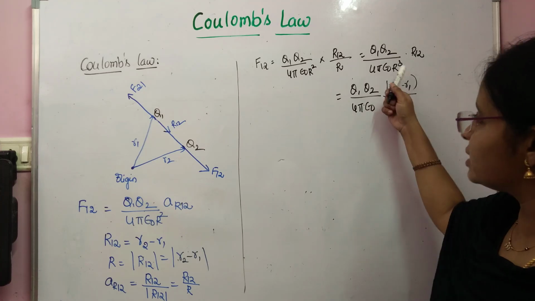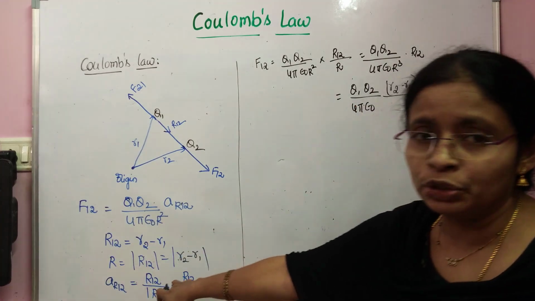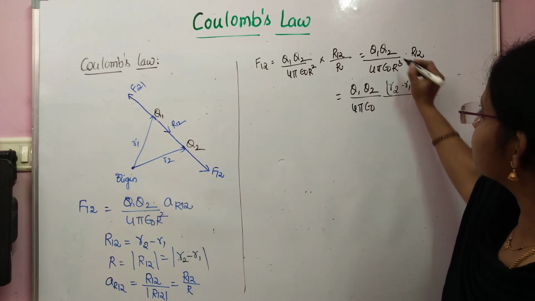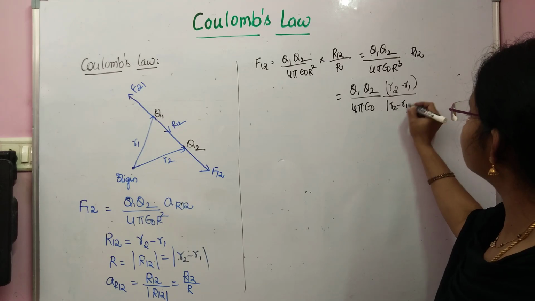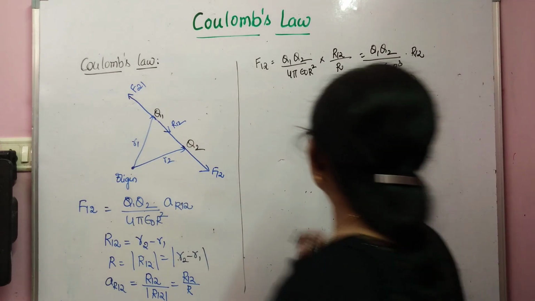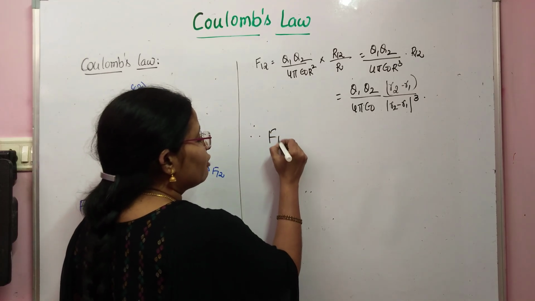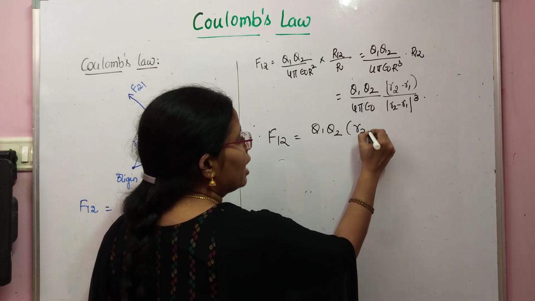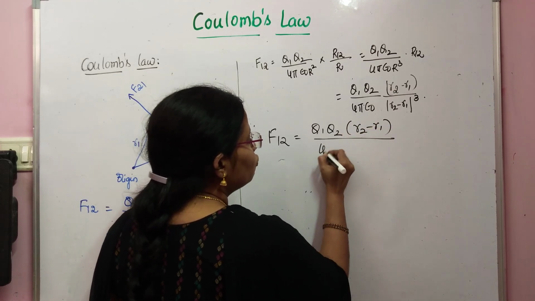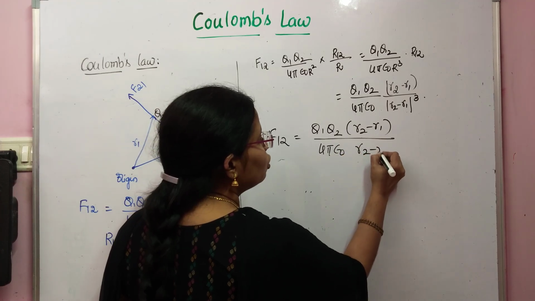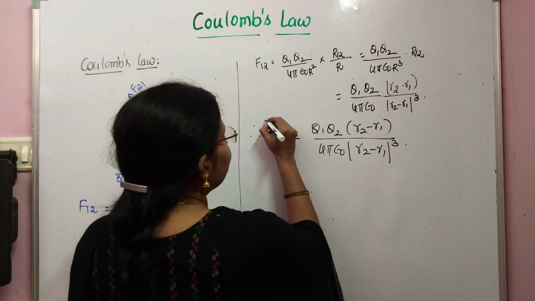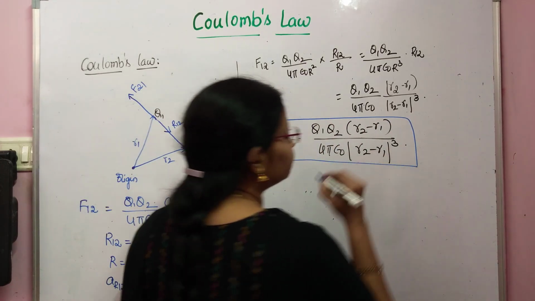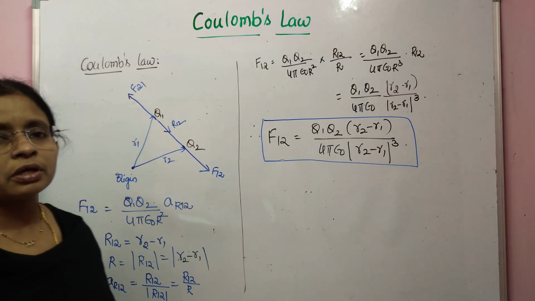Okay, what is R? R is nothing but the magnitude of the distance vector R12, that is mod R2 minus R1. As it is cubed, it is mod R2 minus R1 whole cube. So your F12 totally is Q1 Q2 into R2 minus R1 by 4 pi epsilon naught mod R2 minus R1 whole cube. This is totally the force on the charge Q2 by Q1. Again, the units are newtons.